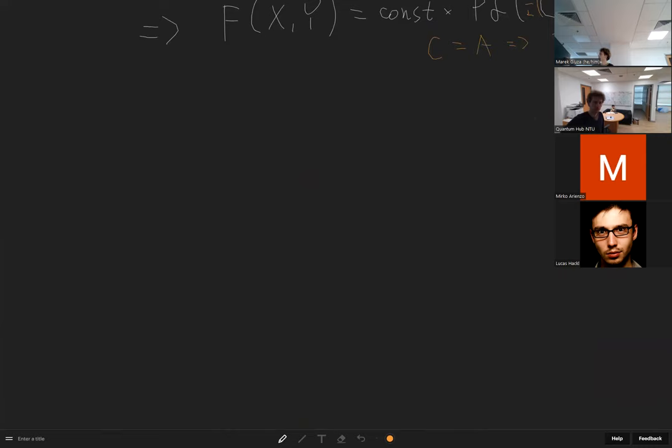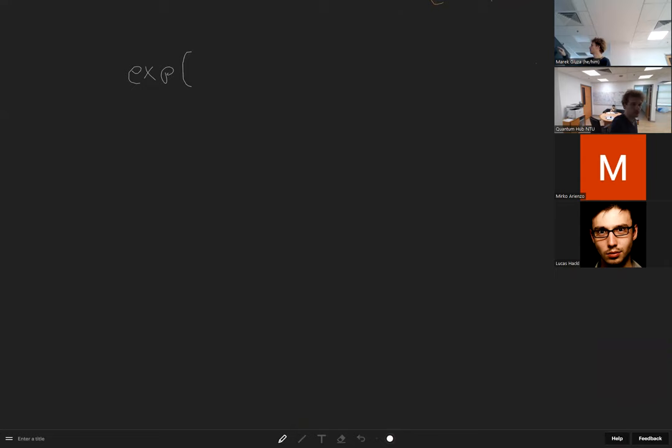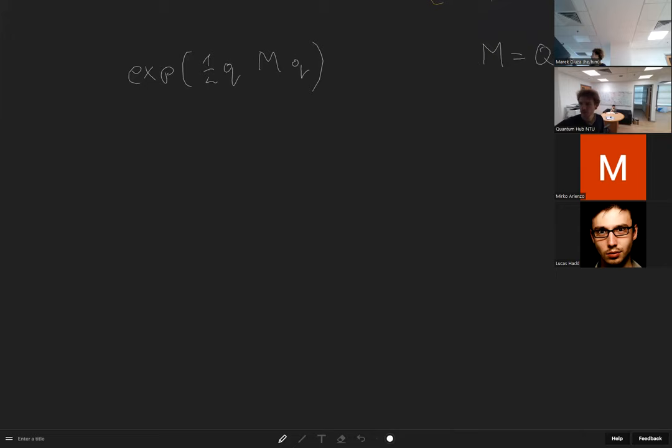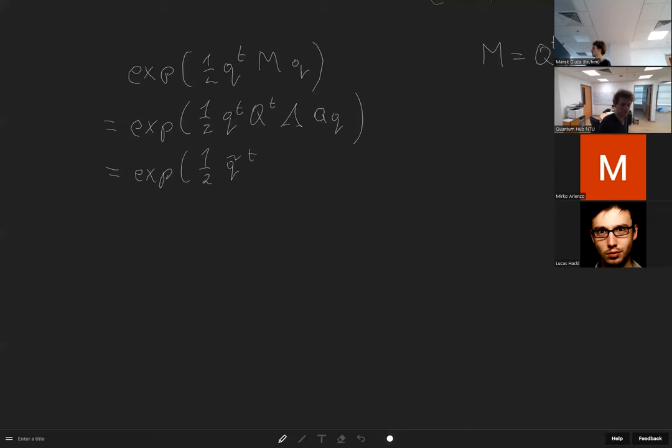So my definitions are messed up right now because I need the following. If I have an exponential of maybe 1/2 Q and some matrix M Q, then I want to write the matrix M as maybe some capital Q, some lambda Q, and transposition here. If I do this, there's the transposition here. I get Q T Q capital lambda Q capital Q. So what I get is the exponential 1/2 Q tilde transposition lambda Q tilde.